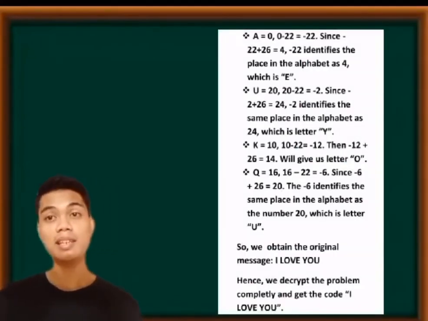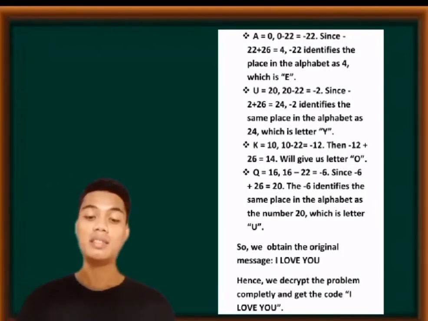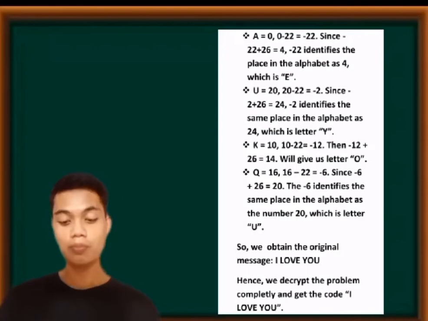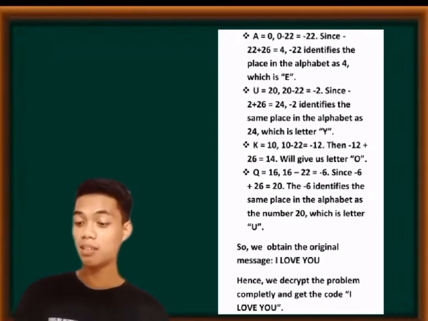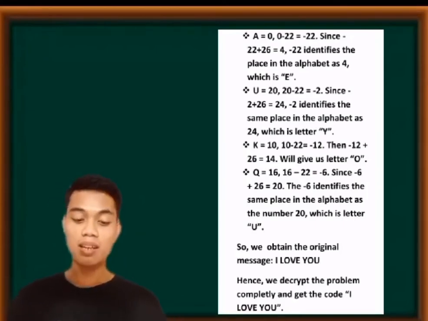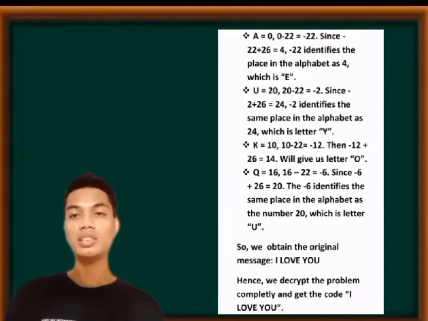Next is K, which is equivalent to 10. 10 minus 22 gives us negative 12. Since negative 12 plus 26 is equivalent to 14, the number negative 12 identifies in the alphabet the number 14, which is O.